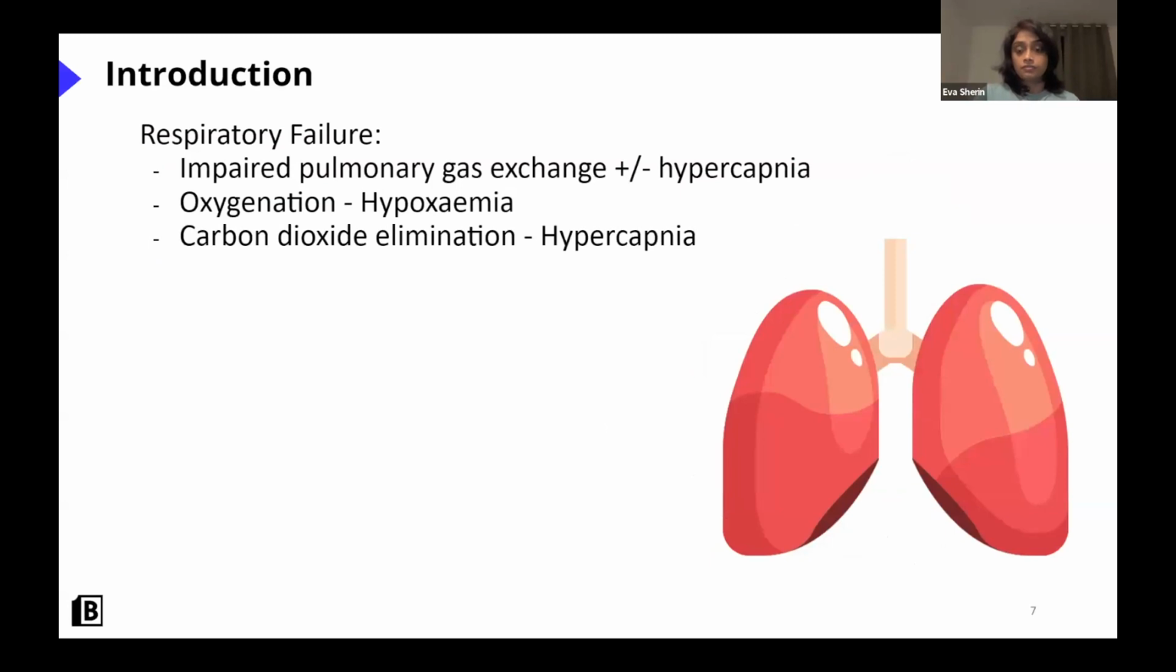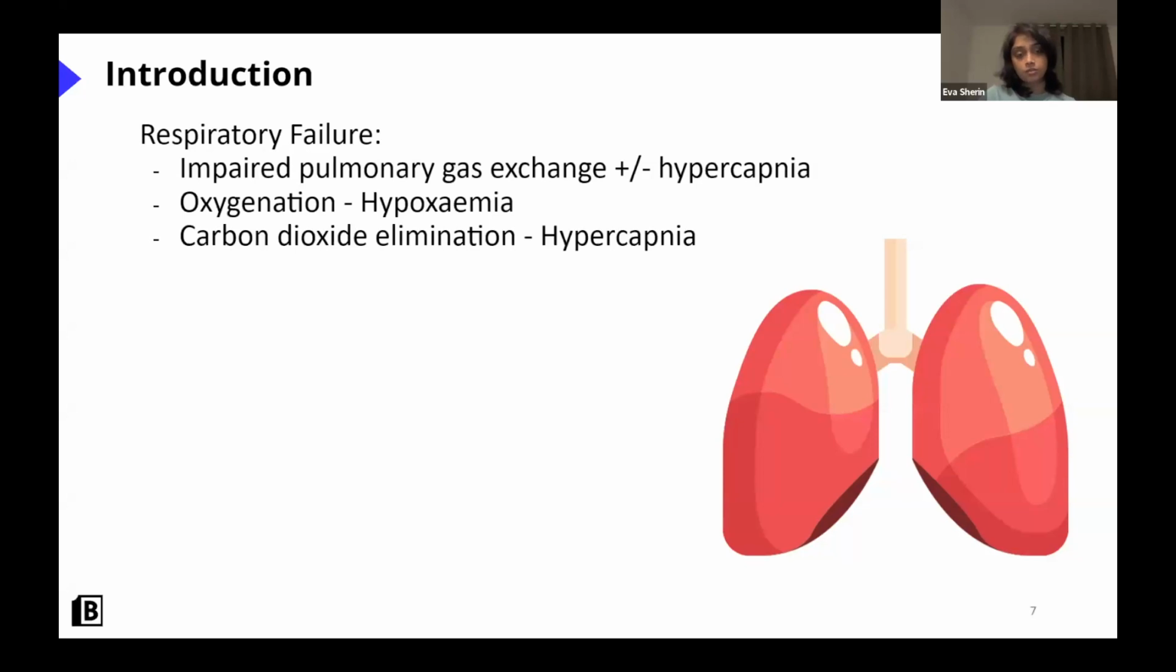And respiratory failure. What is seen as respiratory failure is impaired pulmonary gaseous exchange with or without the presence of hypercapnia. So oxygenation gets impaired, which leads to hypoxemia. And hypoxemia is not just a simple saturation drop, which you see on the patient. You would have to have an ABG to diagnose your hypoxia, which gives you the partial pressure of oxygen.